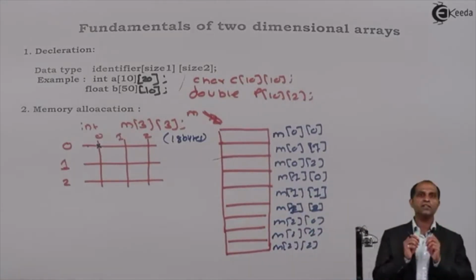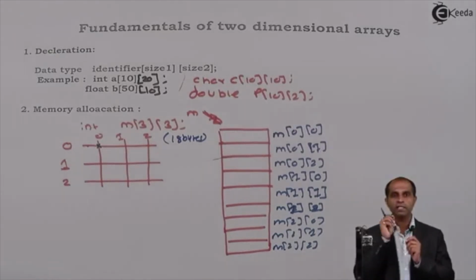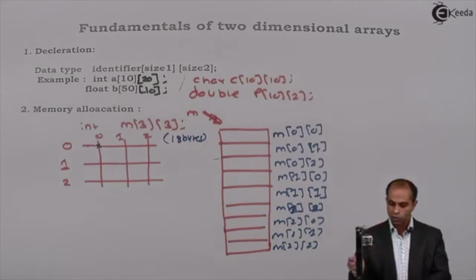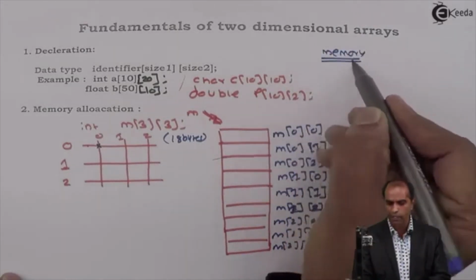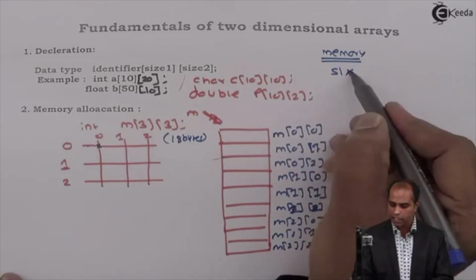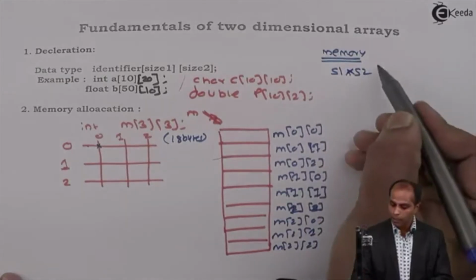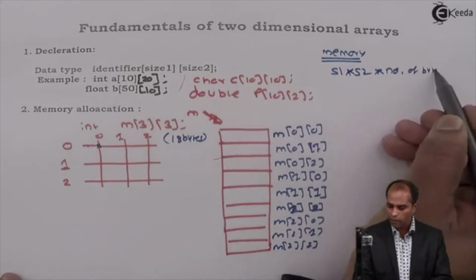So the memory size of a two-dimensional array can be very easily calculated by multiplying size 1 into size 2. How do I calculate memory? Size 1, let me say S1, multiplied by size 2, let me say S2, multiplied by the number of bytes for one data.